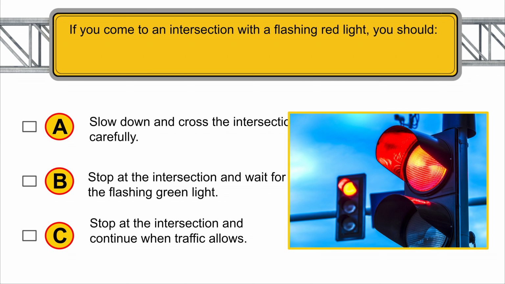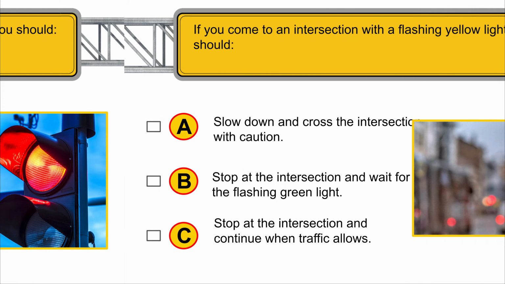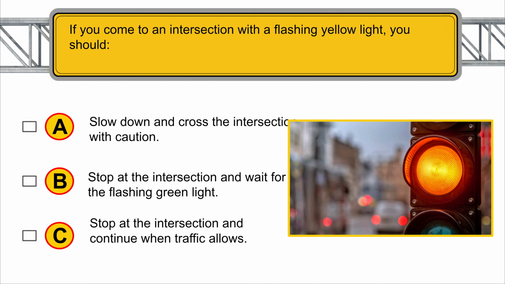If you come to an intersection with a flashing red light, you should stop at the intersection and continue when traffic allows. If you come to an intersection with a flashing yellow light, you should slow down and cross the intersection with caution.